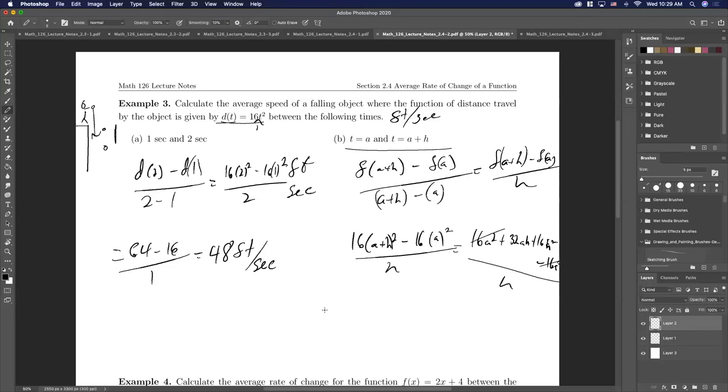These, of course, cancel. And so I'll have 32ah plus 16h squared all over h. Here I can factor out an h and get rid of it. And so I get 32a plus 16h. Okay. And so this is the average rate of change for any h value I move from a. And if we took the limit as h goes to zero, the instantaneous rate of change in this case would be 32a. But you'll do that in calculus.